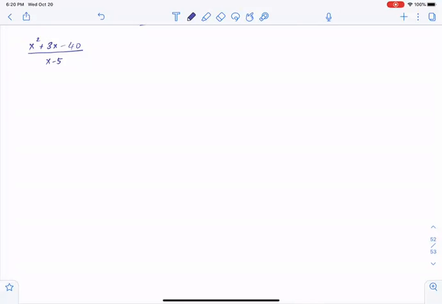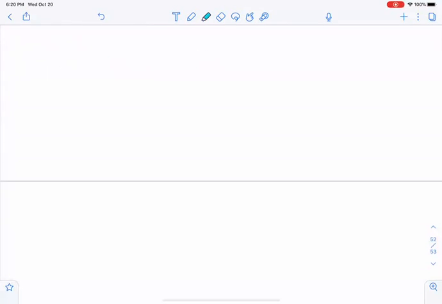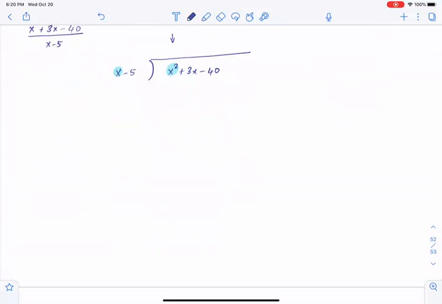So we want to divide x squared plus 3x minus 40 by x minus 5. So first step, I need to come up with an expression or a number there, so that when I multiply with x, I get x squared. So x times x, x squared. Negative 5 times x, negative 5x. Have to subtract. Those will get cancelled.